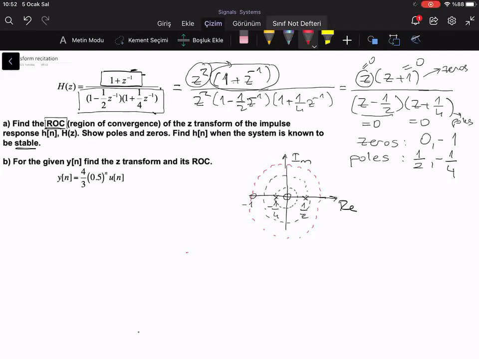Ahmet, Furkan? No? İkbal? Hocam, they should both be left-sided. Sorry, right-sided. Right-sided, right? Yes. Thank you, İkbal. So they both should be right-sided so that I will shade this area like that. I will shade this area like that.